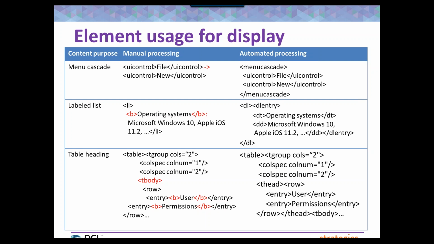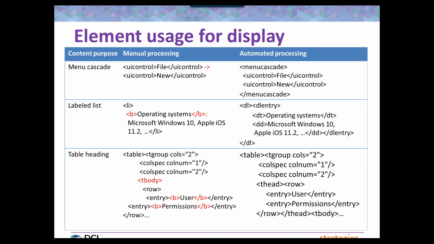For a labeled list, I see people do this a lot, where they take a list item, make it bold because they want to have this label, manually type in the delimiter, here a colon, and then add their information. This is what you can use a definition list for. The definition term element says, hey, this is the item that we want to highlight, and then this is its description.